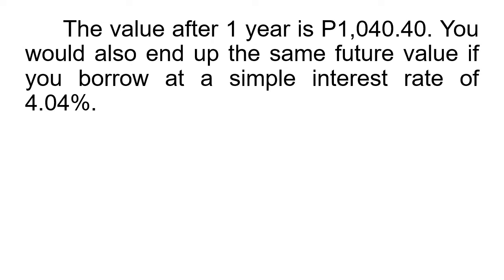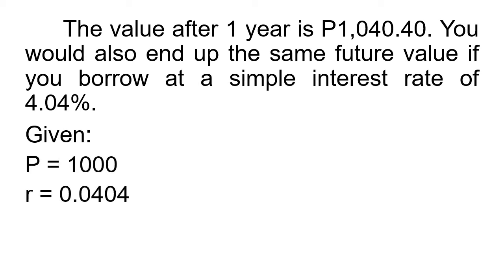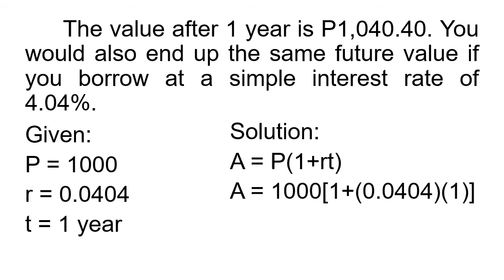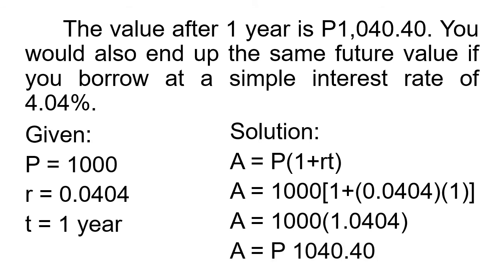4.04%. So let us make use of the simple interest formula using this rate, 4.04%. Given the principal is 1,000 pesos, rate is 0.0404, time is 1 year. So solution, applying the simple interest formula for the future value, A equals P times 1 plus RT. So A equals 1000 times 1 plus 0.0404 times 1. So A equals 1000 times 1.0404. The result is also 1040 pesos and 40 centavos.